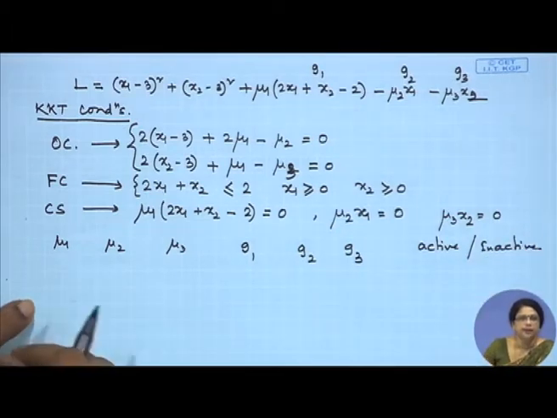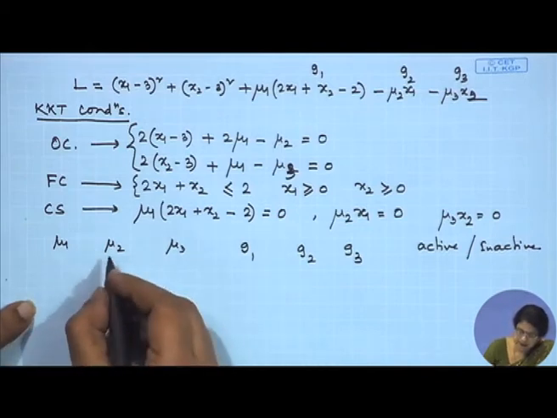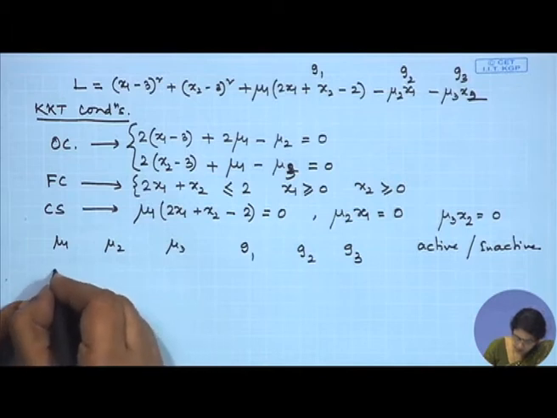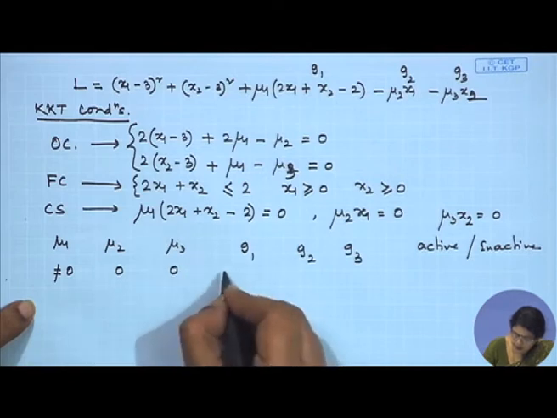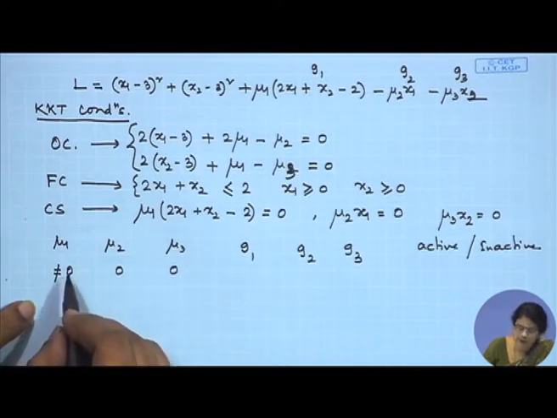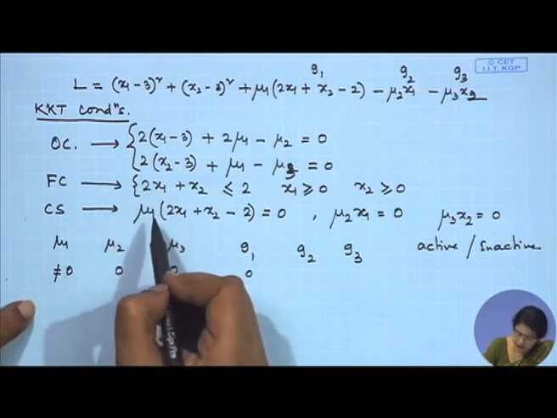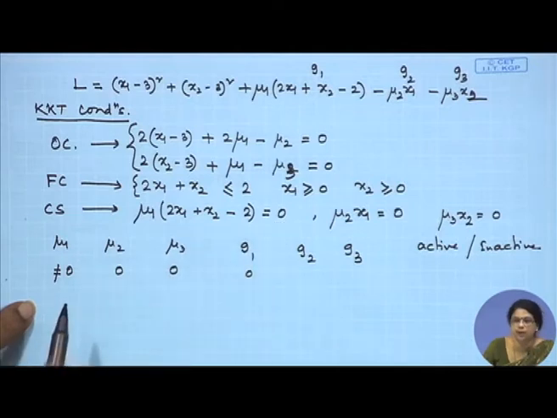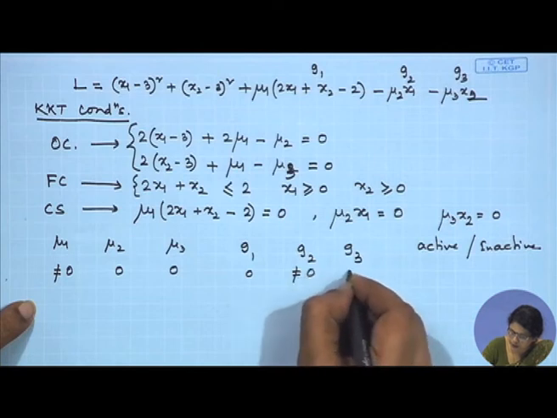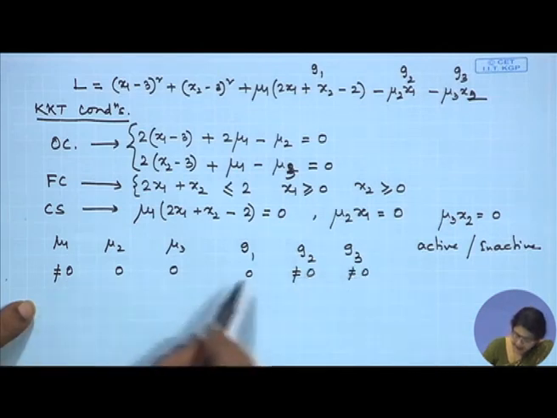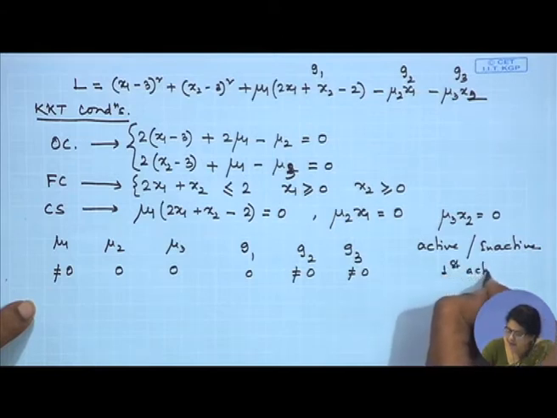Is it not? That is why, if we consider first mu 1 not equal to 0, mu 2 equal to 0, mu 3 equal to 0, then if mu 1 is not equal to 0, certainly G1 must be equal to 0, because we have the condition mu 1 into G1 is equal to 0. If mu 2 is equal to 0, then G2 is not equal to 0, and G3 is not equal to 0. Then what is the active constraint here? Only the first constraint is the active constraint.